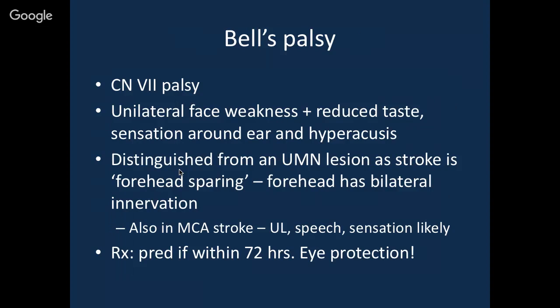Okay, so prednisolone within 72 hours, and remember eye protection. They get corneal ulceration. So forehead sparing is the really important thing. Stroke is bad, but it looks better because the forehead is fine. Doesn't make any sense, but that's the way it works because the forehead gets bilateral innervation. Also you'd expect lots of other things in the face to be affected in stroke. Remember that in Bell's palsy you can get reduced taste and sensation around the ear and hyperacusis as well. All right, cool, we smashed through all of that.